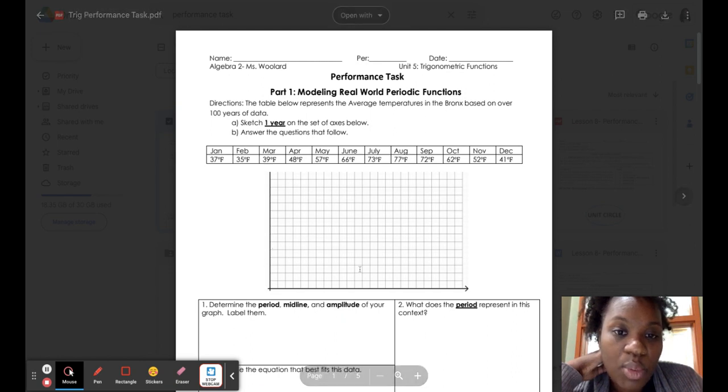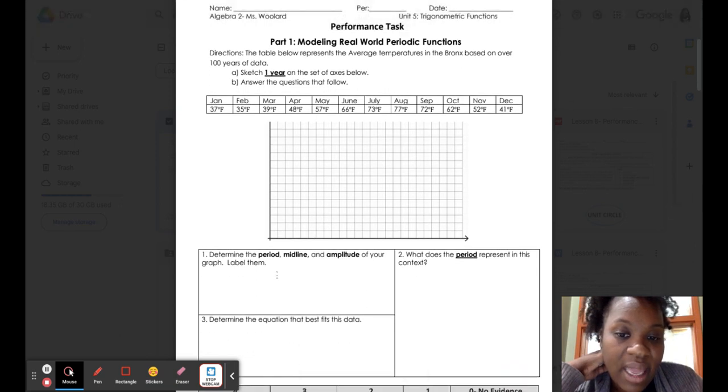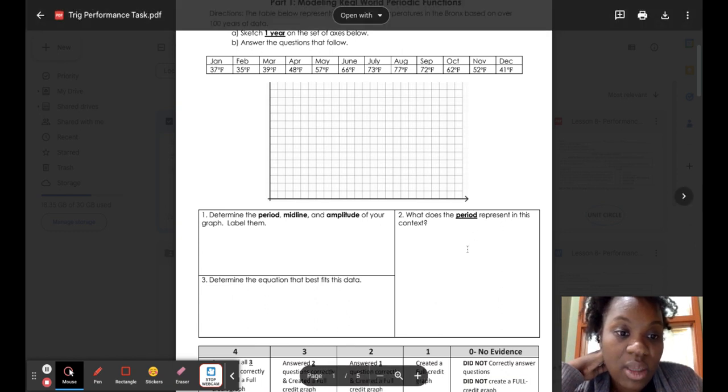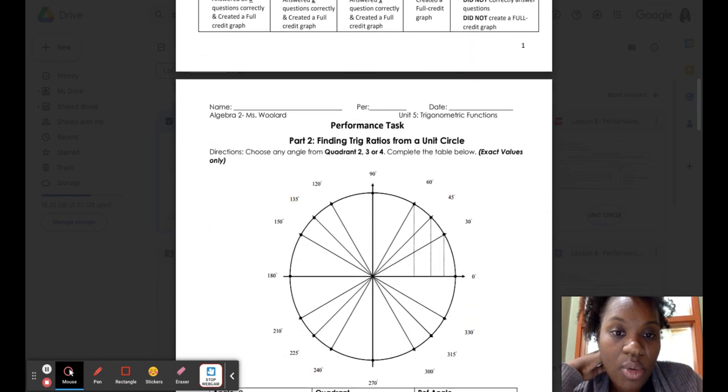Now you're going to plot these points. Once you plot these points, by now you can kind of see what type of shape it is. This is going to be positive cosine, positive sine, negative cosine, or negative sine. You should be able to see that. From there, I want you to determine the period, the midline, and the amplitude. I want you to tell me what you think the equation of the data is, and then what the period represents in context. So tell me, in the context of this example, what does the period mean? Okay. All right, moving on to part two.